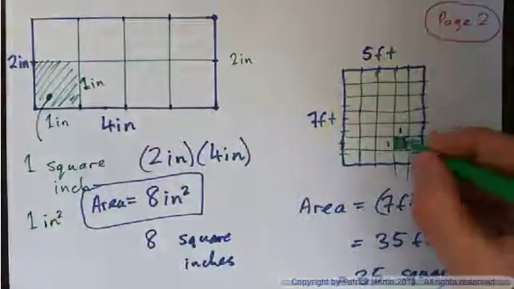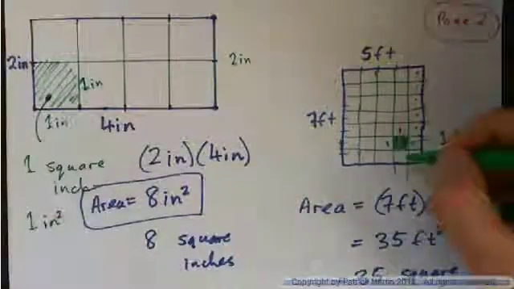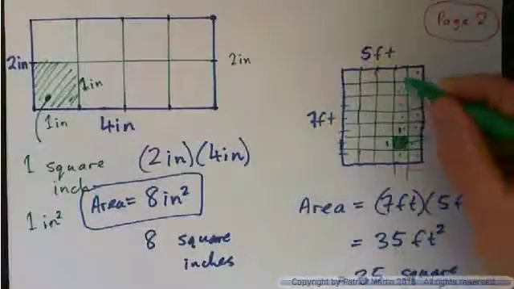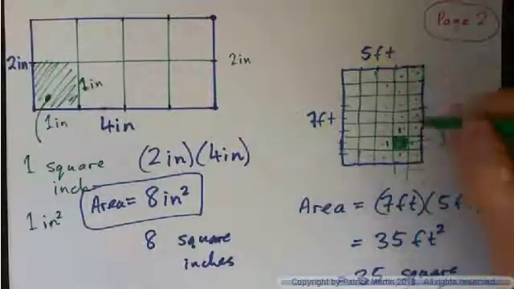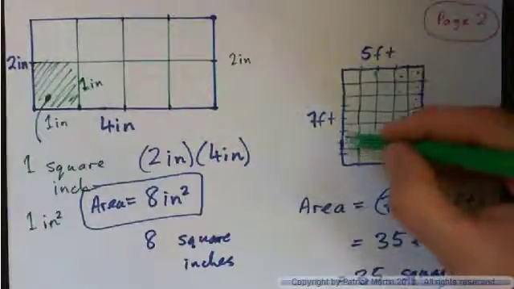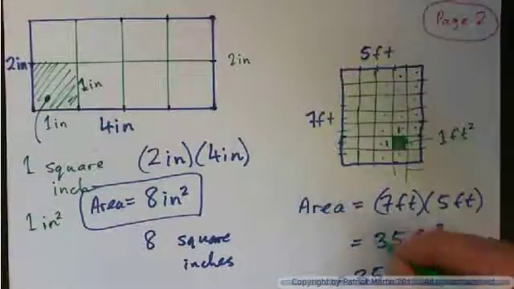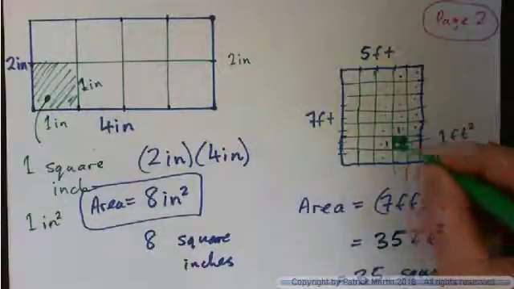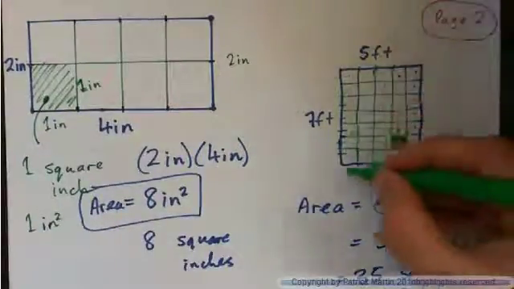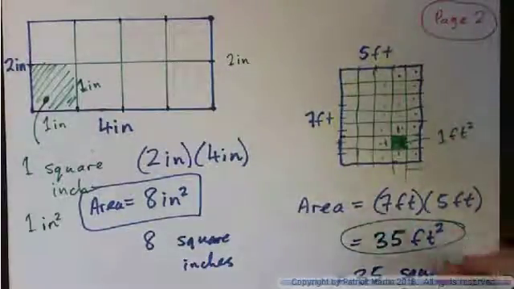How many of these little squares are in here? Well, there's 1, 2, 3, 4, 5, 6, 7. Then 7 more, that's 14. Then 7 more, that's 21. See, 7, 14, 21, 28, 35. 7 times 5 of them. There's 35 of these little foot squared squares in here. So the area of this rectangle is 35 square feet, or 35 feet squared.